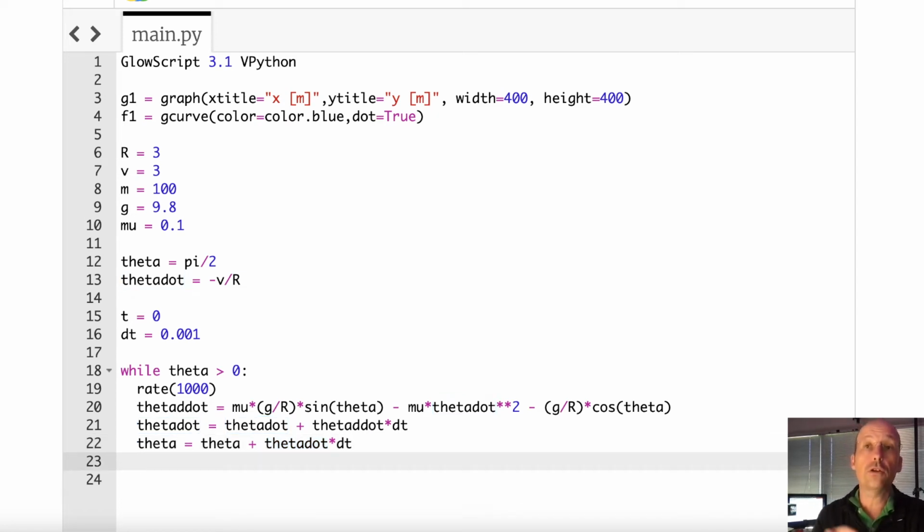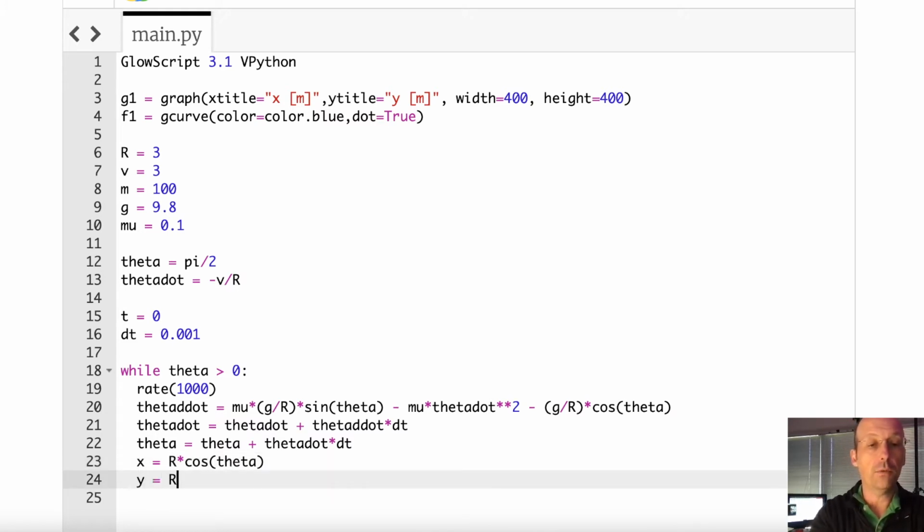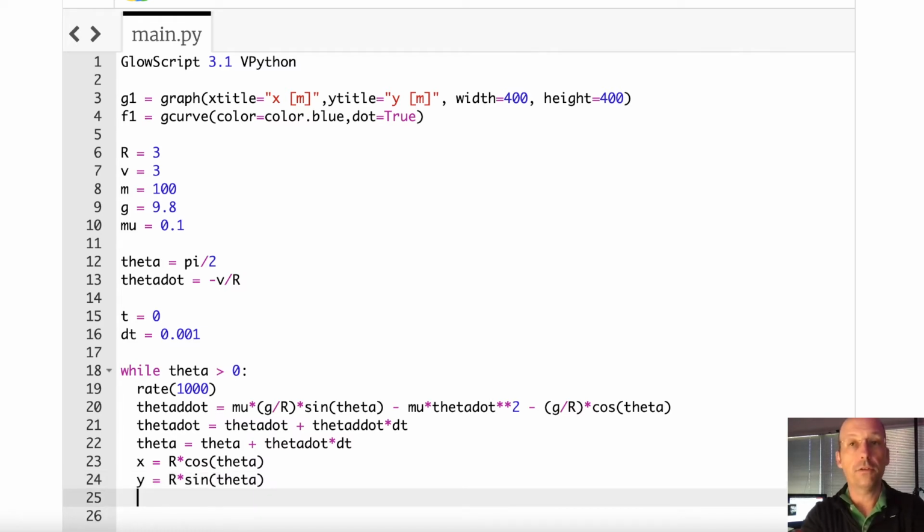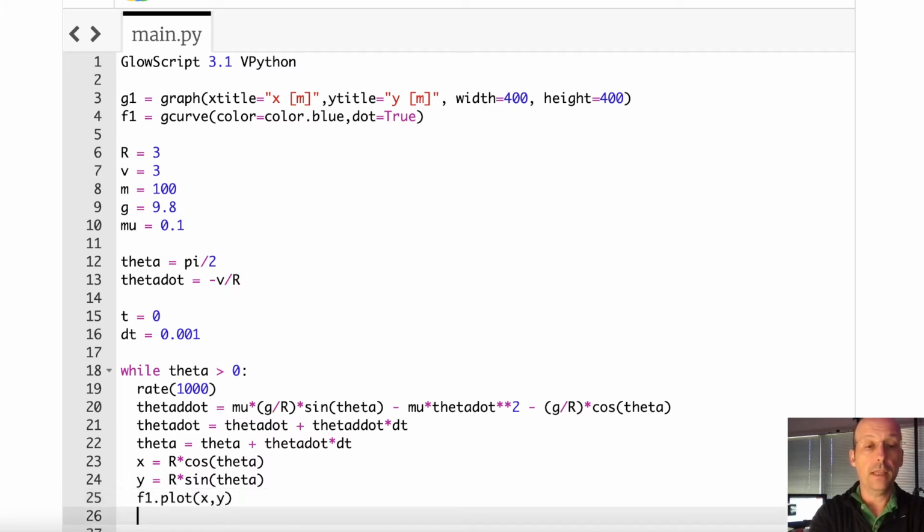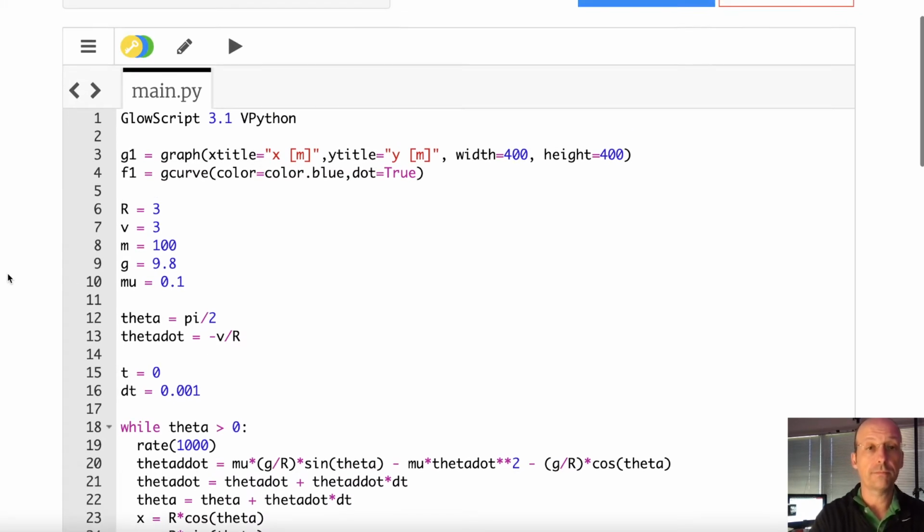So now what I'm going to do is calculate my x and my y position, because I'm going to plot x versus y. So let's say x equals r times cosine theta, just converting from polar coordinates. Y equals r times sine theta. And now I can plot those. So f1 dot plot xy, and then I'm going to increase my time. T equals t plus dt. And let's see if this actually works.